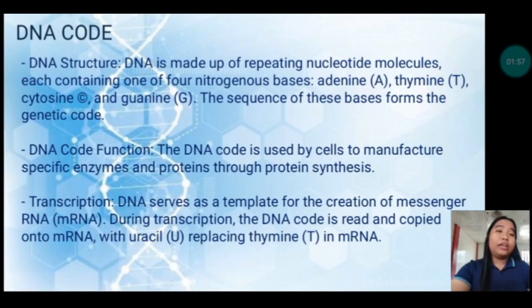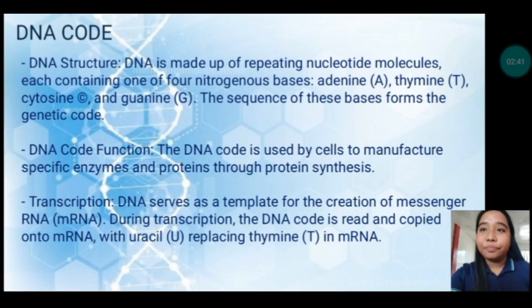So protein, like what I said earlier, is what builds and works to form the different parts of our body. So, DNA code function. I already explained the DNA code function. First, the DNA code is used by the cell to manufacture specific enzymes and proteins through protein synthesis. As I said earlier, DNA tells the cell to make special ingredients, which is protein, that builds the different parts of our body.